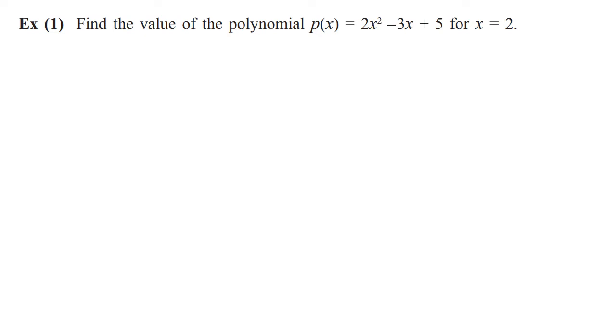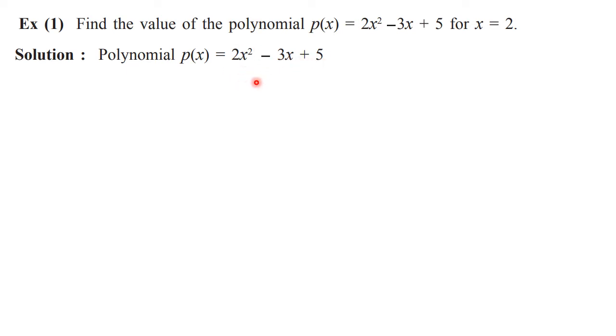Now let us see solved examples from the textbook. So example number 1. Find the value of the polynomial in x, which is equal to 2x square minus 3x plus 5 for x is equal to 2. So the polynomial is given and we have to find the value of this polynomial for x is equal to 2. So first write down the given polynomial p(x) as 2x square minus 3x plus 5.